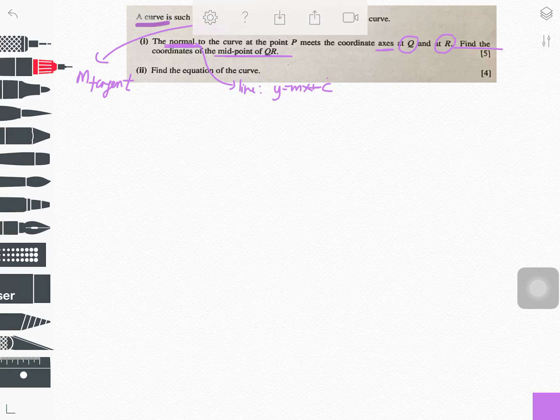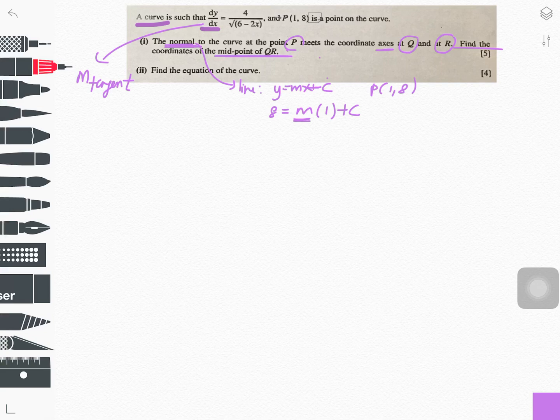Because the question says at P, I know the P. So I know the x coordinate and the y coordinate: 8 equals m times 1 plus c. I don't know the m. If I have my m, then I'm done. But what I have in the question is m tangent, not the m normal. So let's go and find this. This is exactly your dy/dx. Substitute the value. What is your x value? 1. So 6 minus 2, so 4, square root is 2.